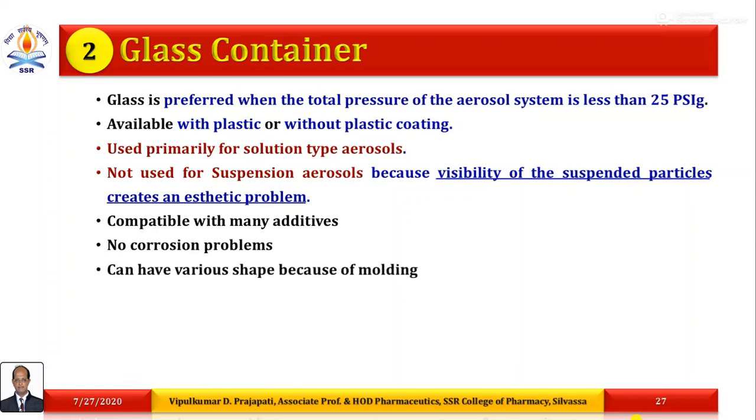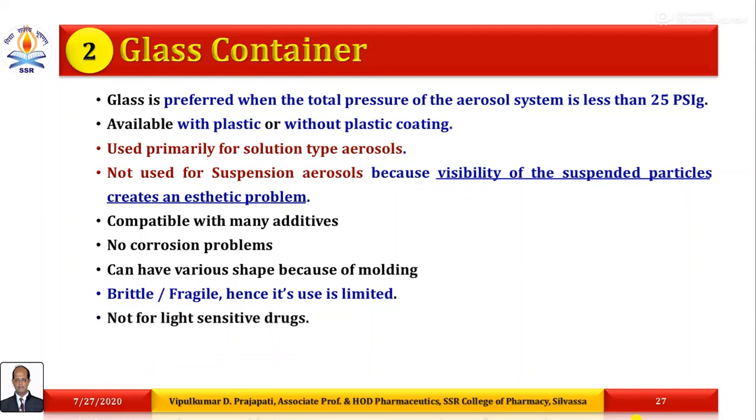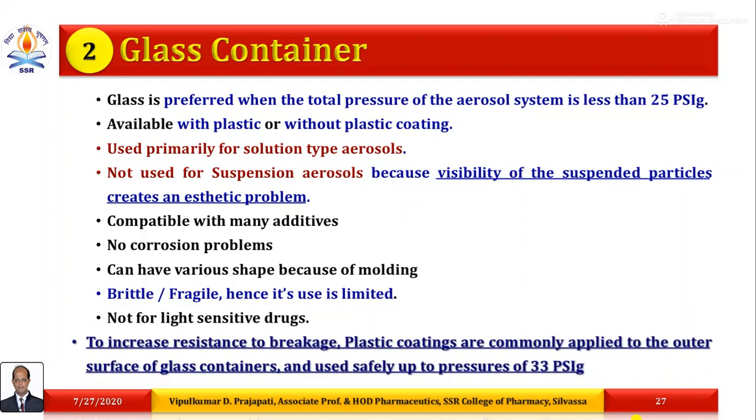They can have various shapes because of molding, but they are brittle or fragile. Hence, their use is limited. Not for light sensitive drugs. To increase resistance to breakage, plastic coatings are commonly applied to the outer surface of glass containers and used safely up to pressures of 33 pounds per square inch gauge.